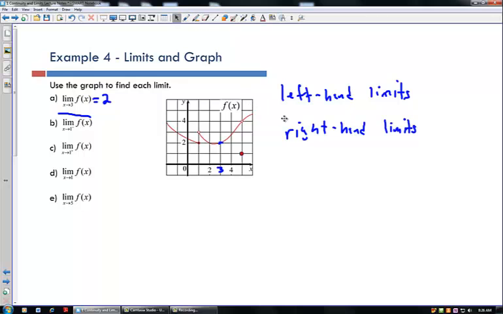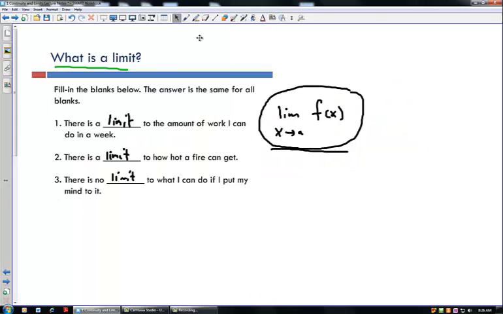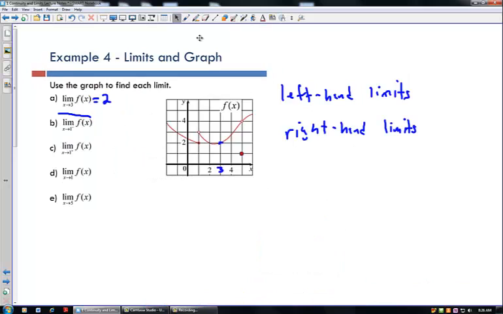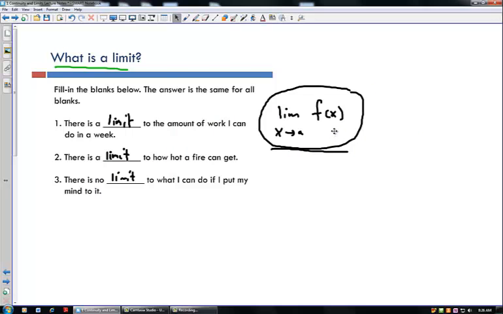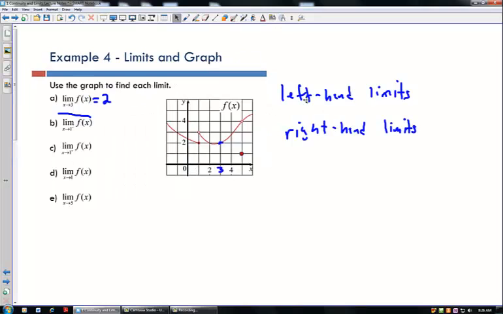And so right-hand limits, left-hand limits. All right, so for left-hand limits, the idea is it comes in from the left-hand side, whereas for right-hand limits, well, that's not working, we'll just ignore it. So left-hand limits come in from the left-hand side. Right-hand limits come in from the right-hand side.